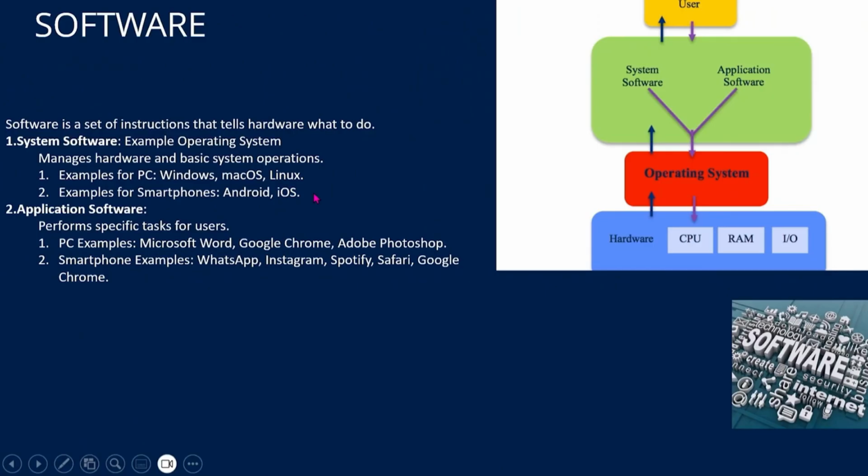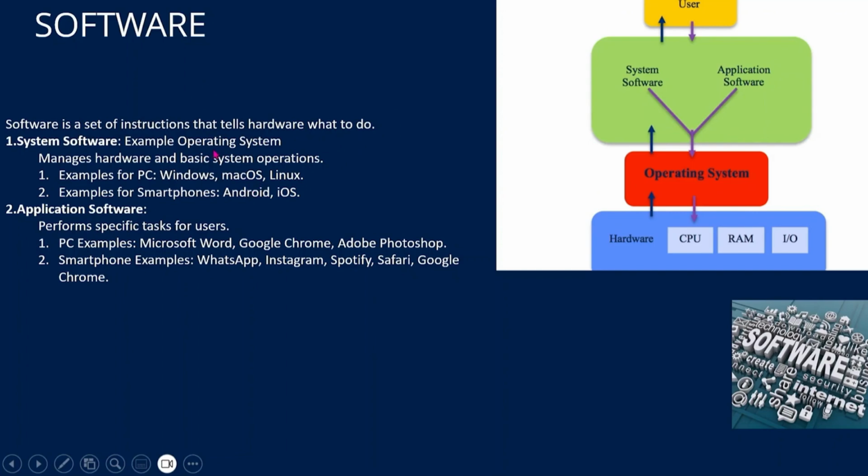What is software? Now, let's talk about it. Unlike hardware, software is not physical. You can't touch it, but it's what makes the hardware useful. Software provides instructions to the computer, telling it what to do and how to do it. There are two main types: system software and application software.